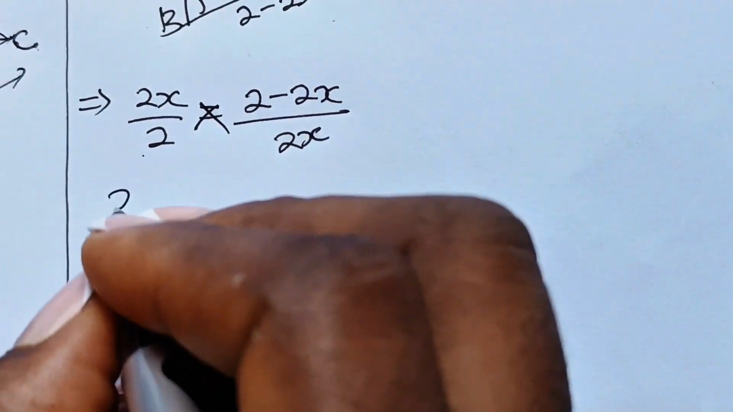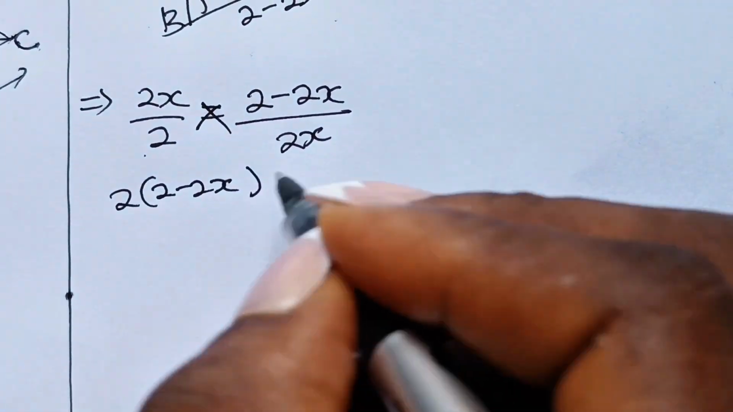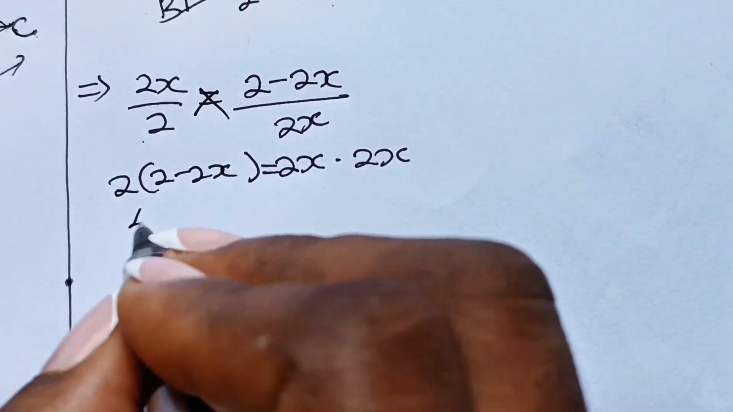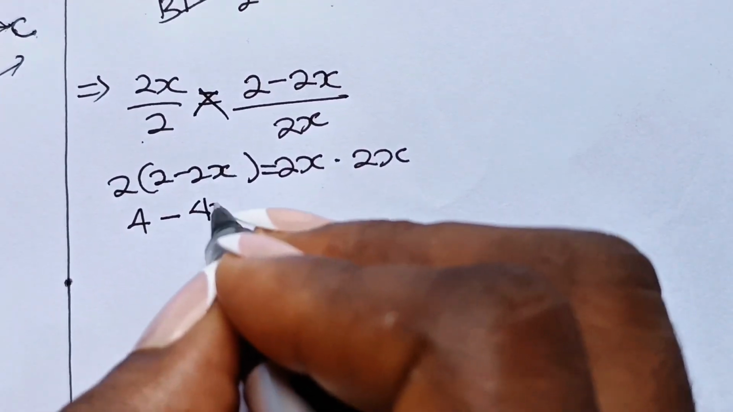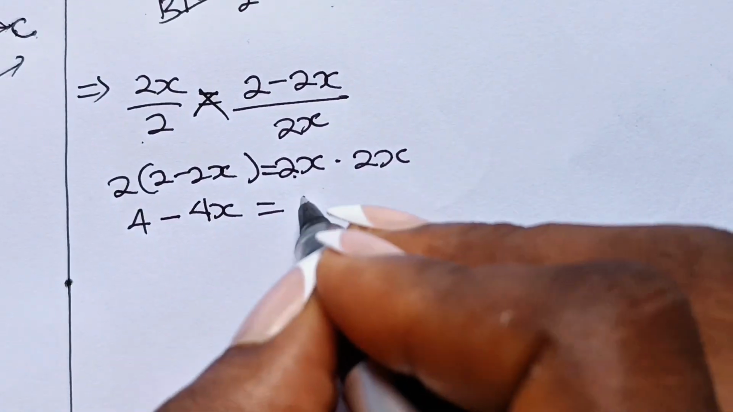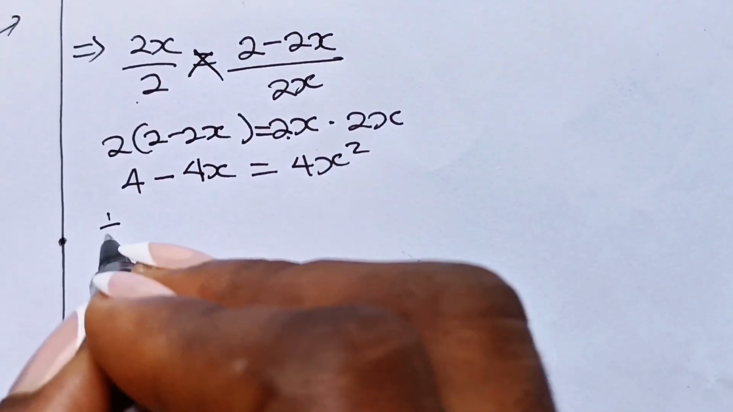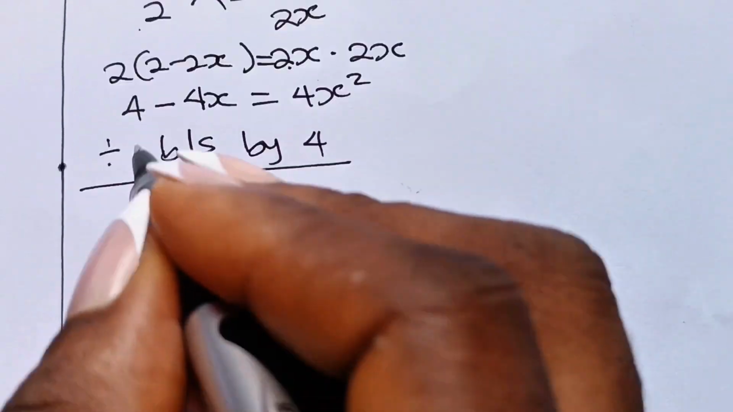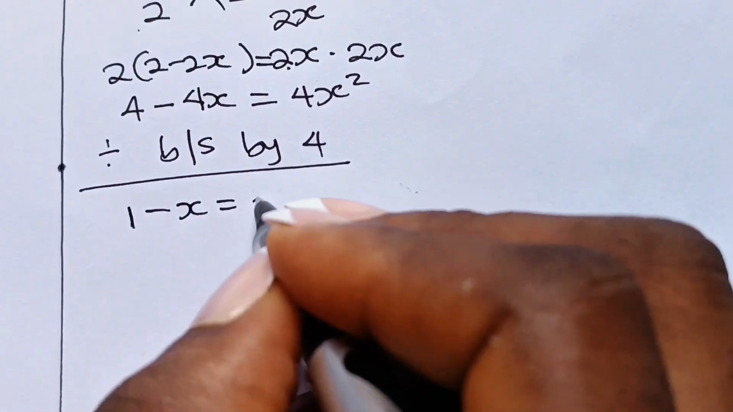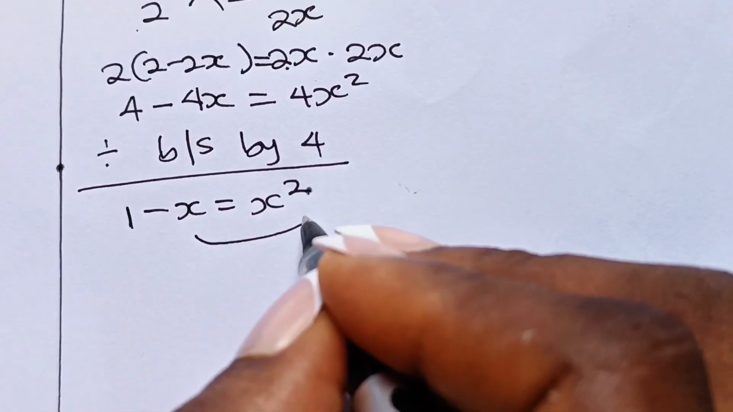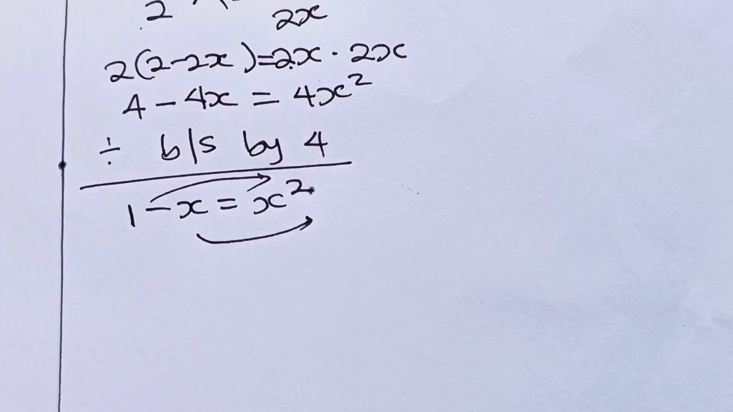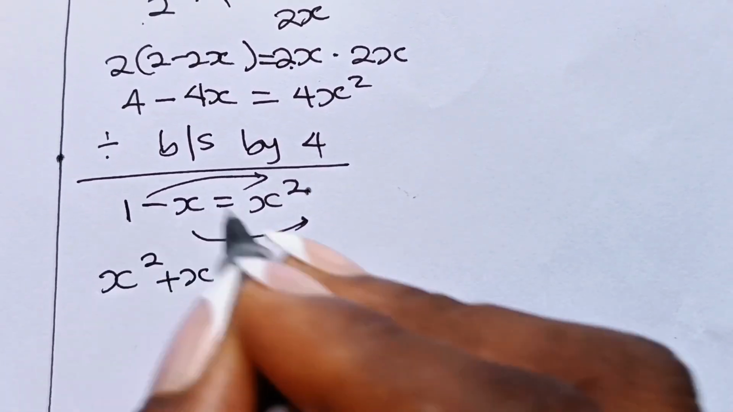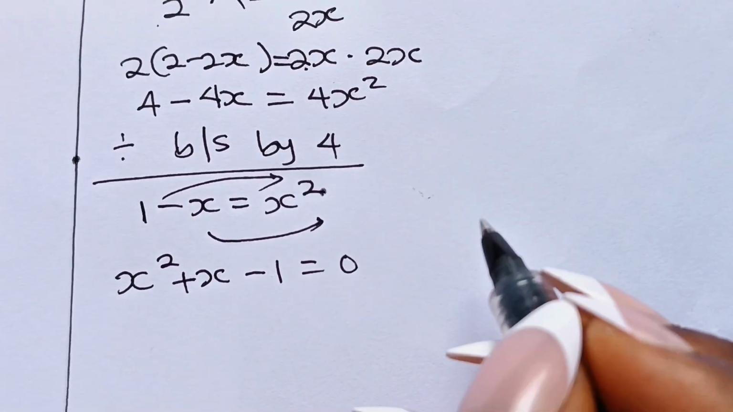We have 2 times 2 minus 2x is equal to 2x multiplied by 2x. So we have 2 times 2 is 4, 2 times 2x is 4x, is equal to 2x times 2x, which is 4x squared. Let's divide both sides by 4. So if we do that, we have 1 minus x is equal to x squared. Let's transfer this to this side and this to the other side as well. If we do that, we have x squared plus x minus 1 is equal to 0.